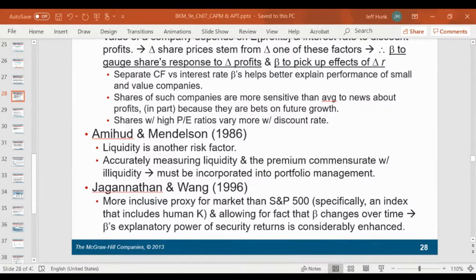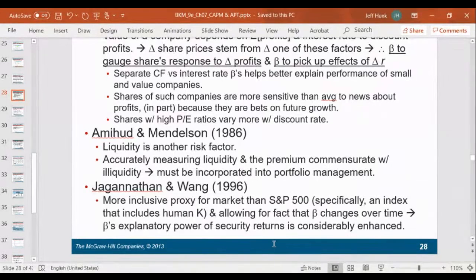So, what they are saying is basically, if we use a beta that allows for all those factors, then the explanatory power of beta will be considerably enhanced, right?